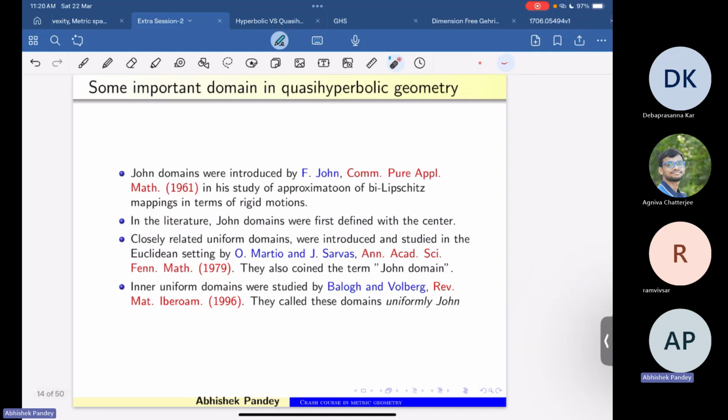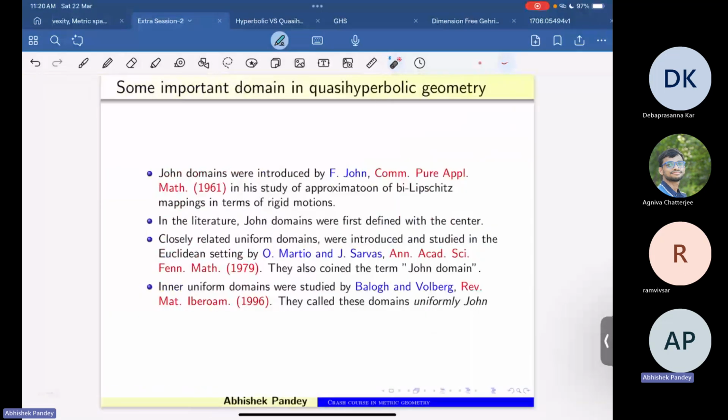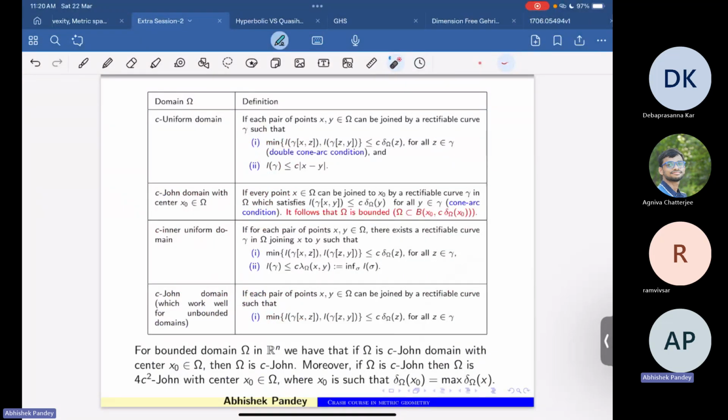Okay, so we'll just skip this one and go back to the definition. So a uniform domain I have already mentioned earlier also: if every pair of points can be joined by a rectifiable curve which satisfies the double cone condition and the quasi-convexity condition.